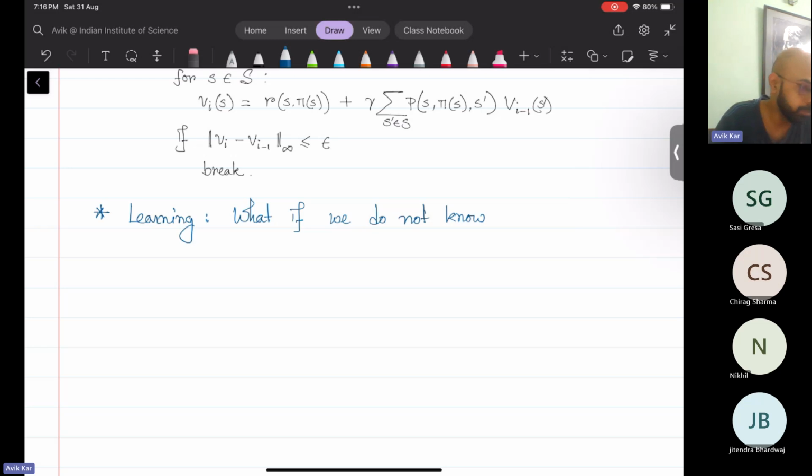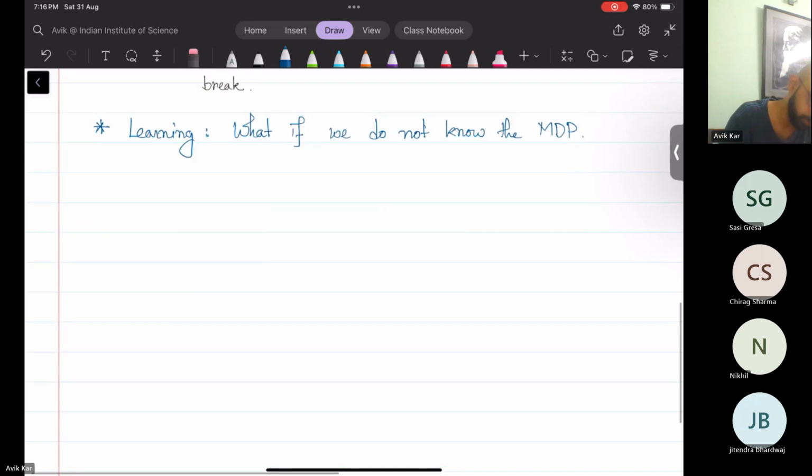So when we are talking about learning, learning is basically answering the question: what if we do not know the MDP? Not knowing the MDP means you do not know the reward function and the transition probabilities. One method could be this. I think it was not discussed in the lectures, but I thought of discussing it very briefly. Learning here means we are looking only at policy evaluation. If you are given a policy, you are trying to find V pi.